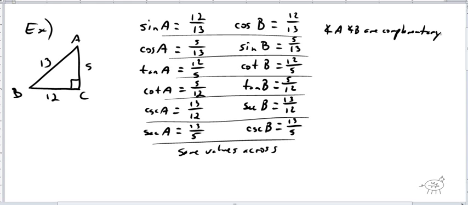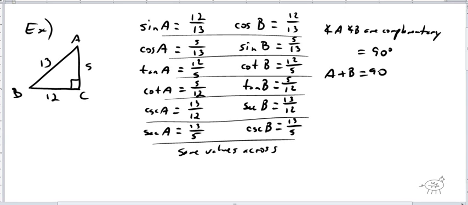Right, they're complementary because it's a right triangle. That means the other two angles, of course, have to equal 90. The other two angles are complementary, which means they add up to 90 degrees, right? So basically, sine of A is the same as cosine of B, as long as A plus B is 90. That means sine of one angle is equal to cosine of its complement. It's the same value.